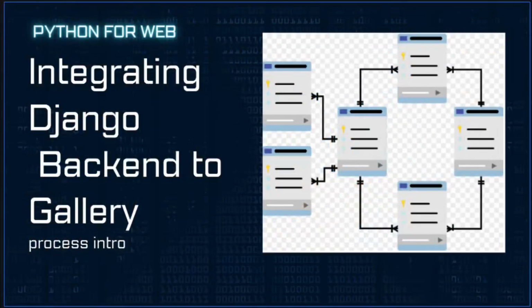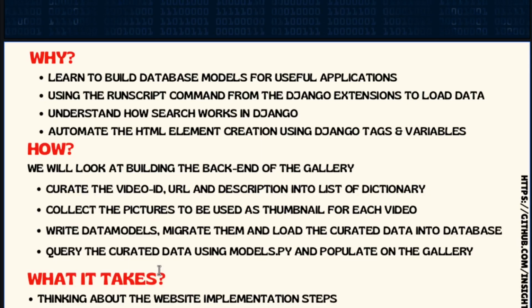What we are going to discuss now is how to integrate the Django backend. Why we are doing this? We can learn to build a database model for a useful application. So we saw that it's a simple looking page, but it has got lots of moving parts in it. We can use the runscript command for loading the data into the database. So this is also one of the aspects of Django. Understand how search works in Django. We can also learn how to automate HTML element creation in Django using tags and variables.